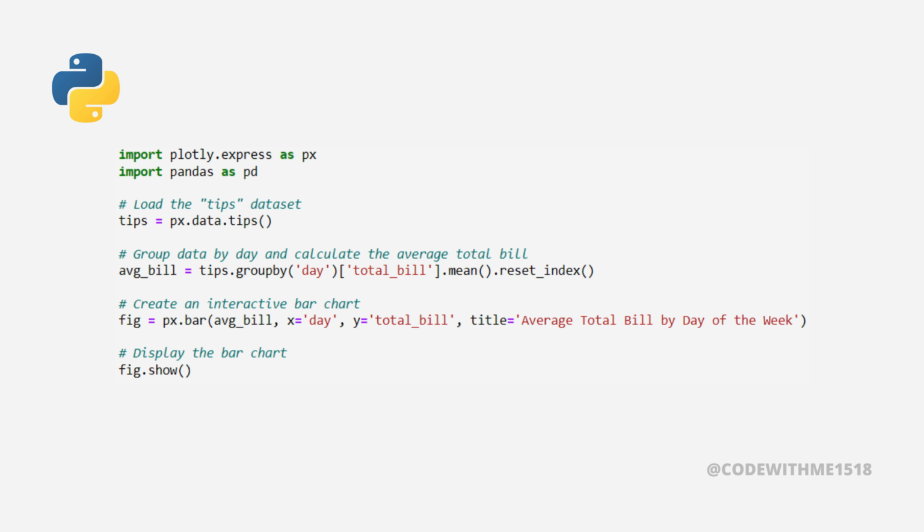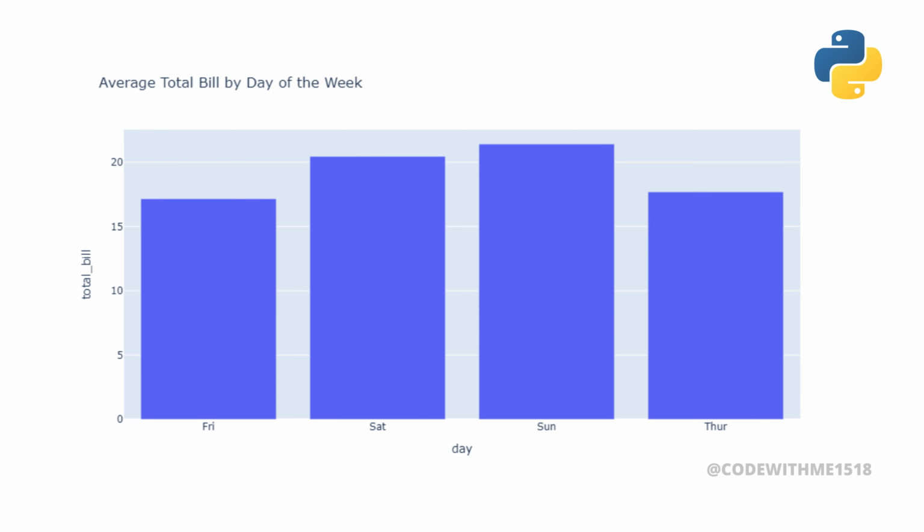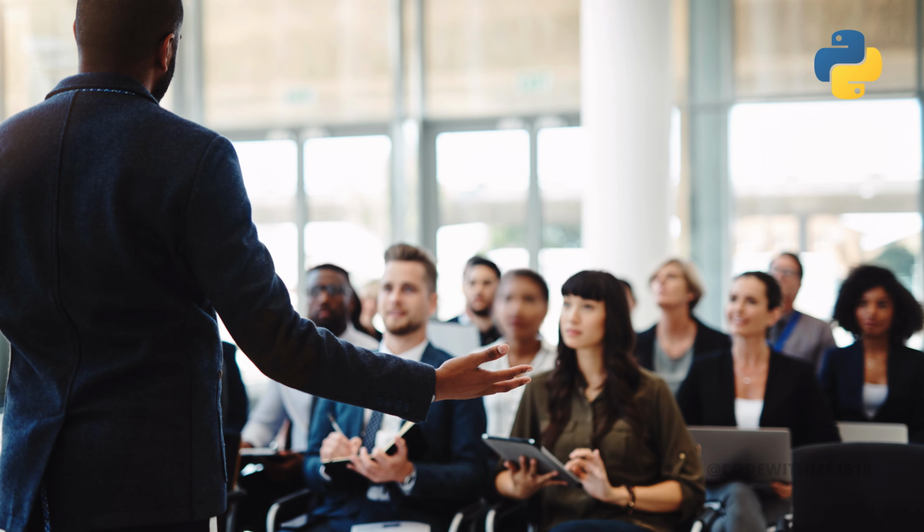This interactive scatter plot allows you to hover over points to see detailed information, and even zoom in and out to explore different aspects of the data. It's a powerful way to engage with your audience and let them explore the data on their own.